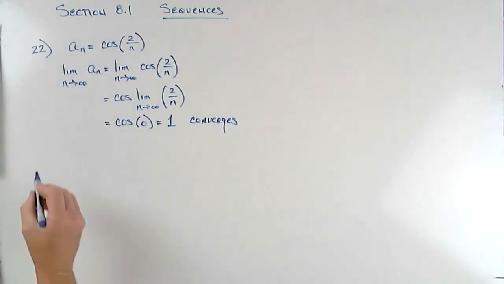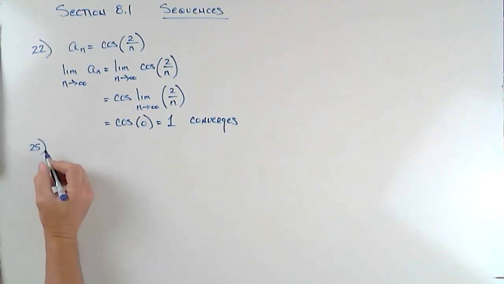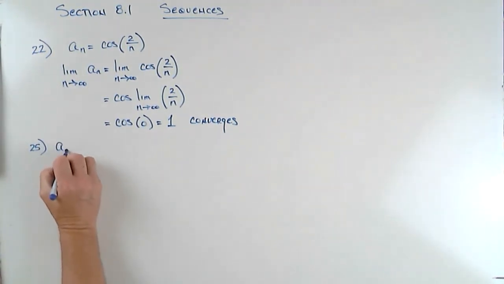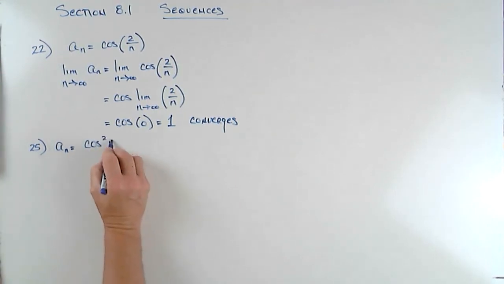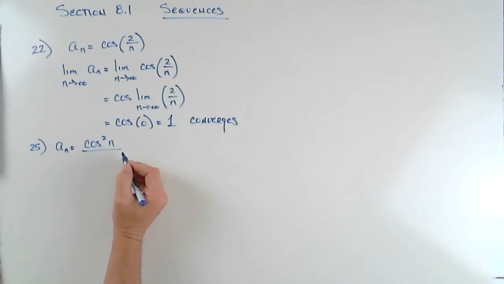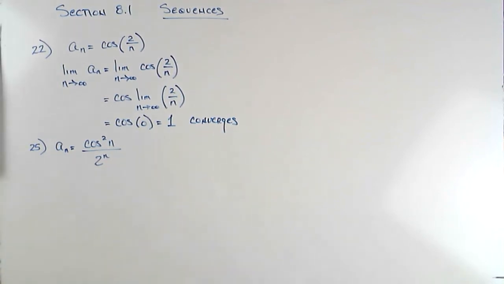When we get to something like 25, here we have a sub n equals cosine squared of n divided by 2 to the n. And so when we take a look at this limit, what we have to do is think about the relationship between cosine squared of n and 2 to the nth power.